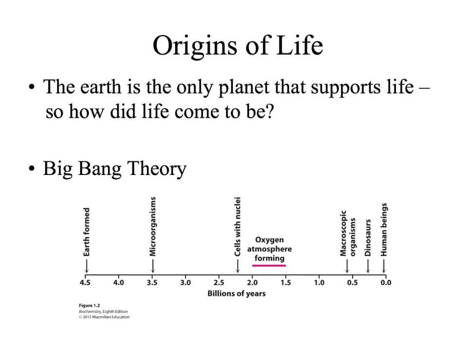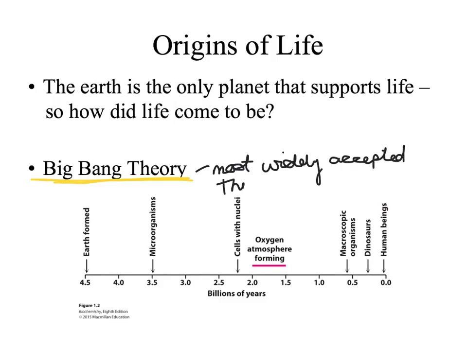So we talk about the origins of life, and we know that the Earth is the only planet that supports life, or we believe the Earth is the only planet that supports life at this point. So how did this come to be? Where did all of this originate? Well, one theory out there, and you've all heard of this, is the Big Bang Theory. The Big Bang Theory is the most widely accepted theory, and it tells us the origin of life.